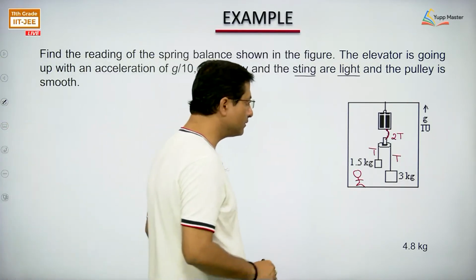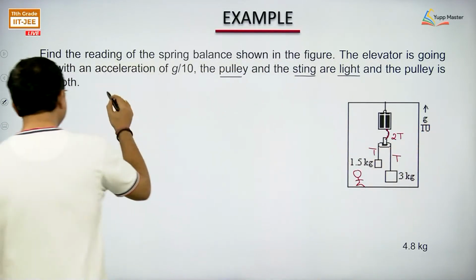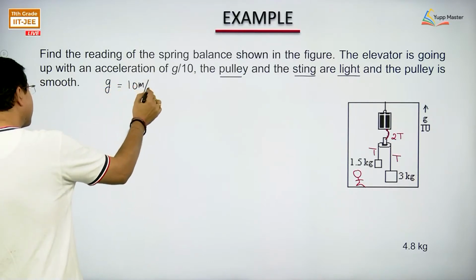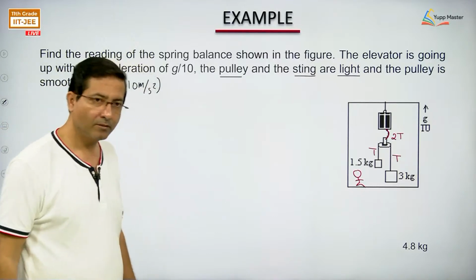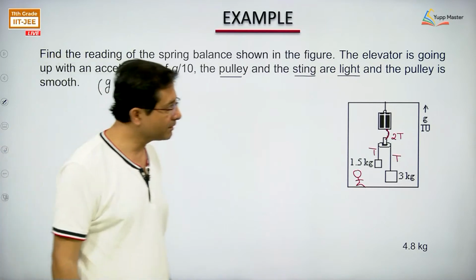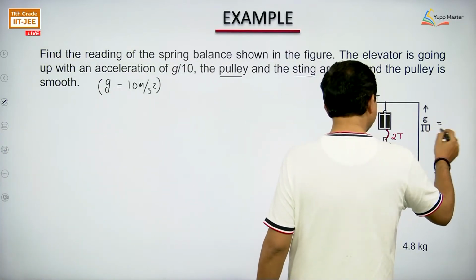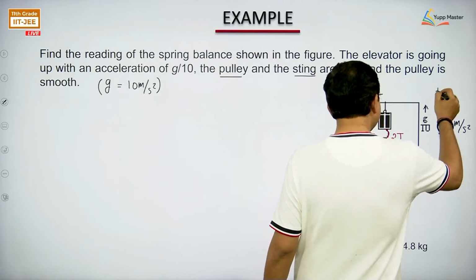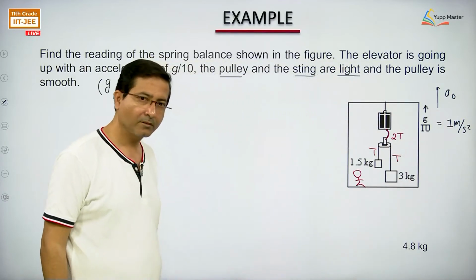See, just to make the calculation simple, I assume g is equal to 10 meter per second square. I am assuming g to be 10 meter per second square just to make things simple. So this lift is going up with acceleration g by 10, which is 1 meter per second square. So this is the acceleration of the frame. Let's call it a0.